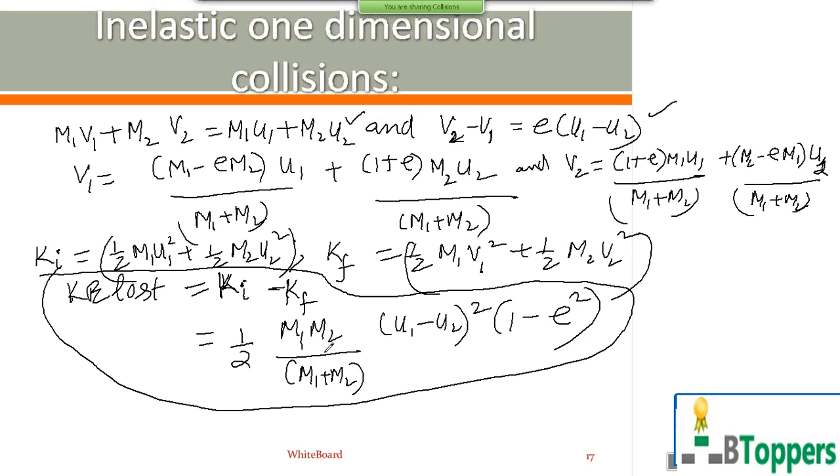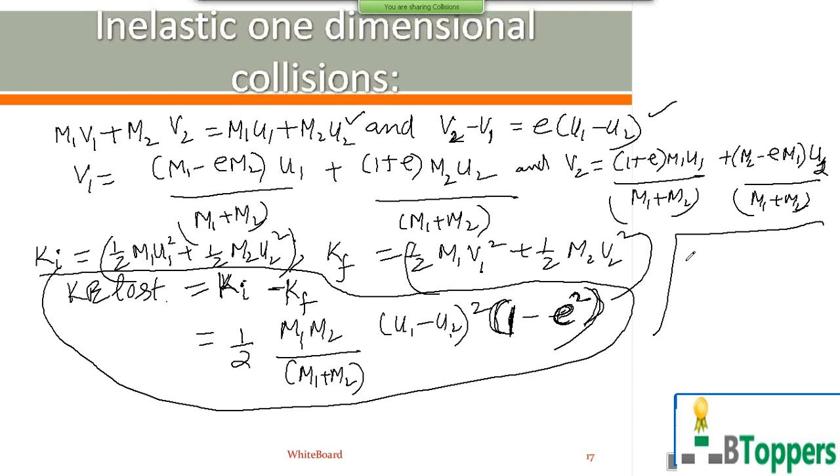So for given values of m1, m2 and u1 and u2, you can observe that the kinetic energy loss will be maximum when this term 1 minus e square is maximum. So 1 minus e square is maximum when e square is minimum. So for given values of m1, m2 and u1 and u2, the kinetic energy lost in the one-dimensional collision is maximum when the value of 1 minus e square is maximum or e square is minimum. Minimum value of e square is 0.